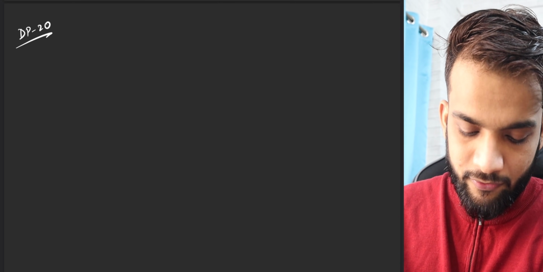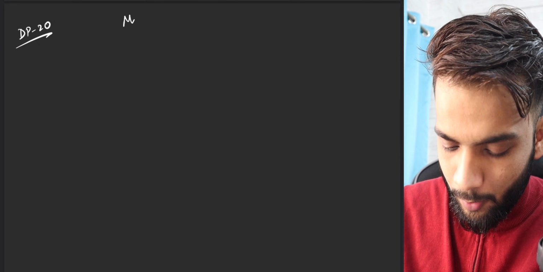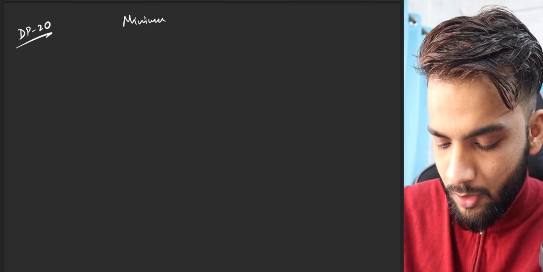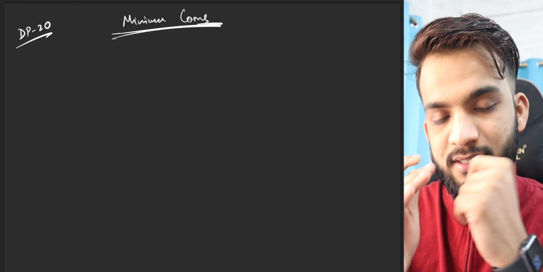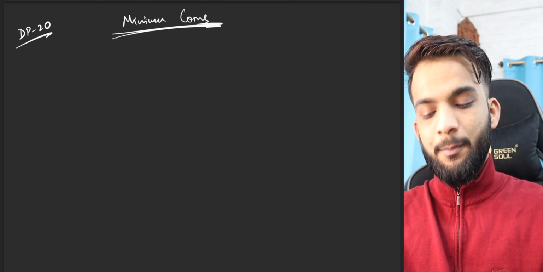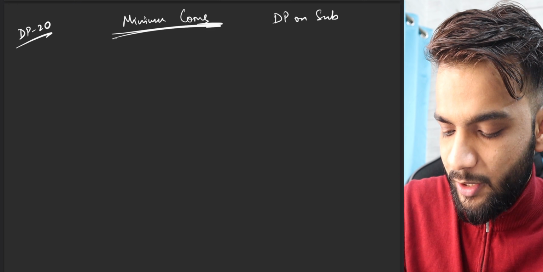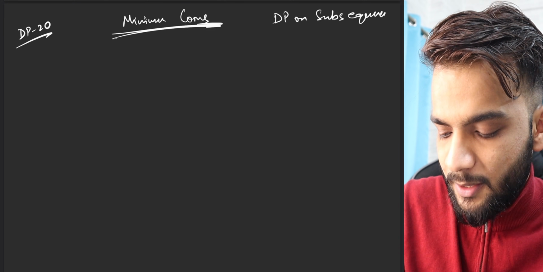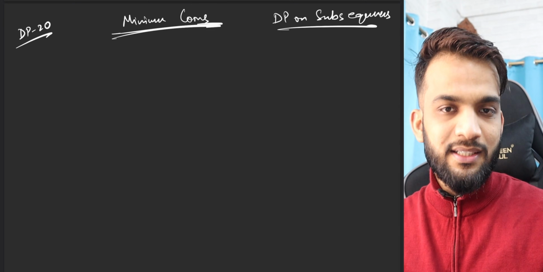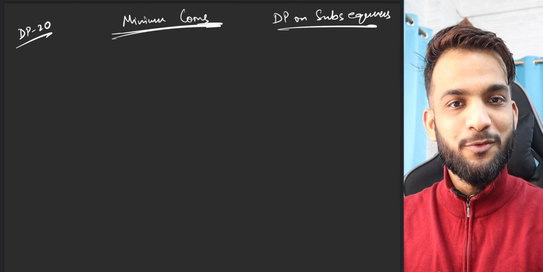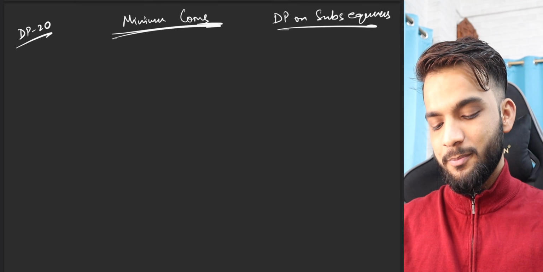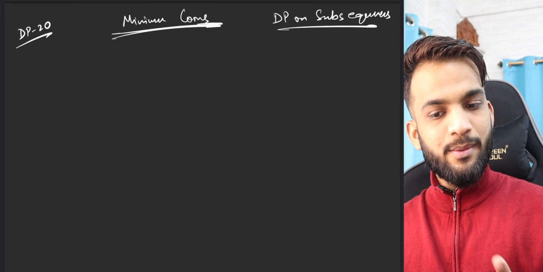So today we will be solving the problem DP20. And what is the problem? The problem will be minimum coins. Now this problem is again a problem on the pattern of DP on subsequences that we have been doing. And if you remember DP on subsequences, it's very easy. Pick and non-pick is what you generally use to solve DP on subsequences. So it's a similar kind of problem.